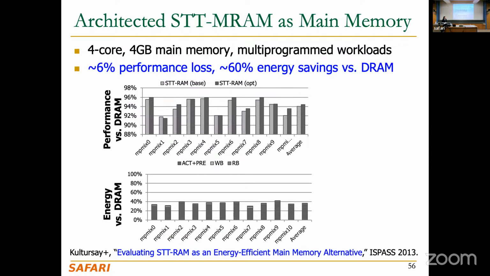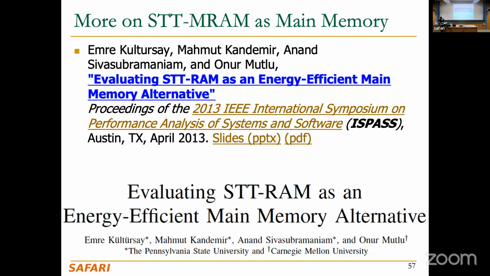And here is a paper in which we demonstrate architecting STT-MRAM as the main memory. We ran experiments on 4-core, 4 GB main memory multi-programmed workloads, which provides similar performance compared to DRAM, but with less energy consumption compared to DRAM. And here's a paper which describes STT-RAM as an energy-efficient memory alternative.